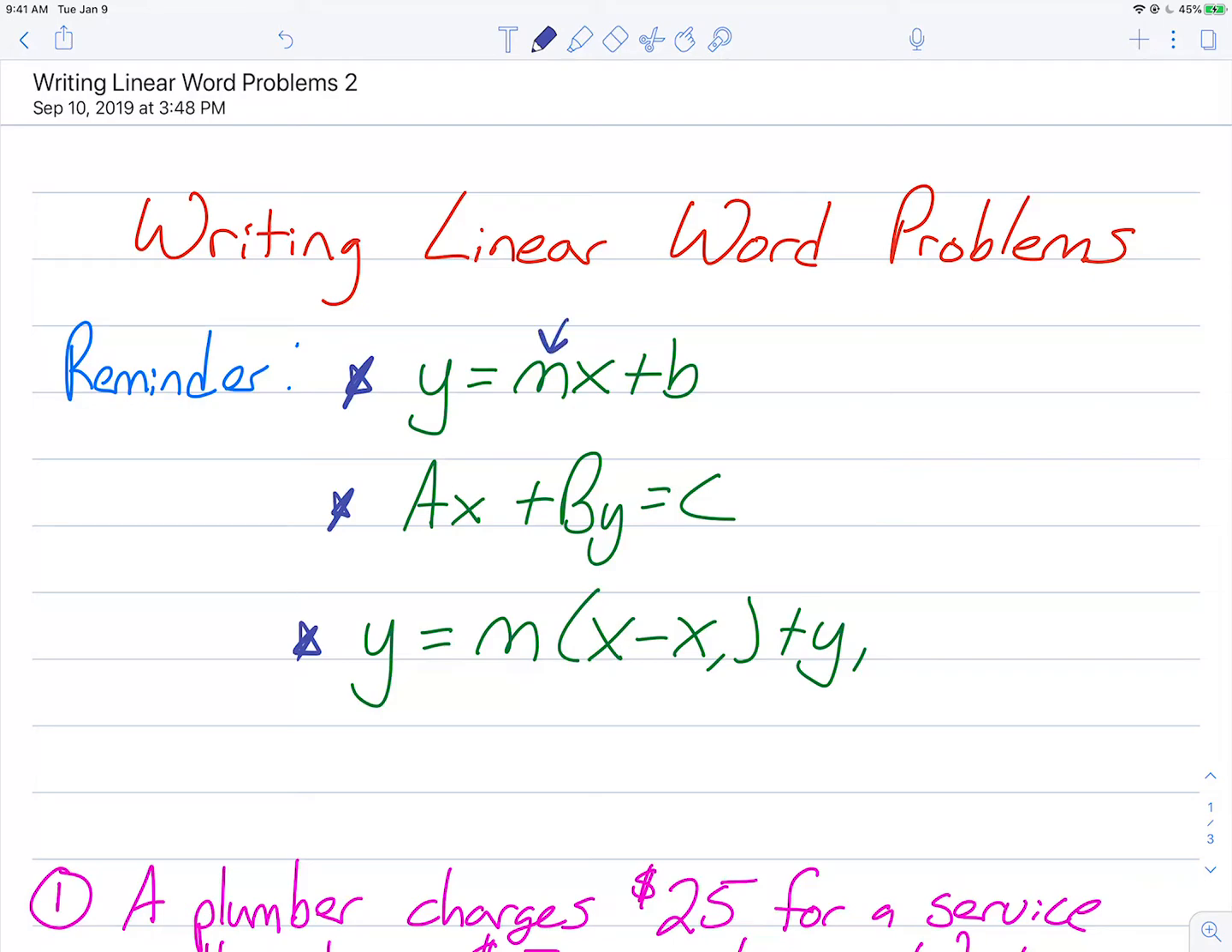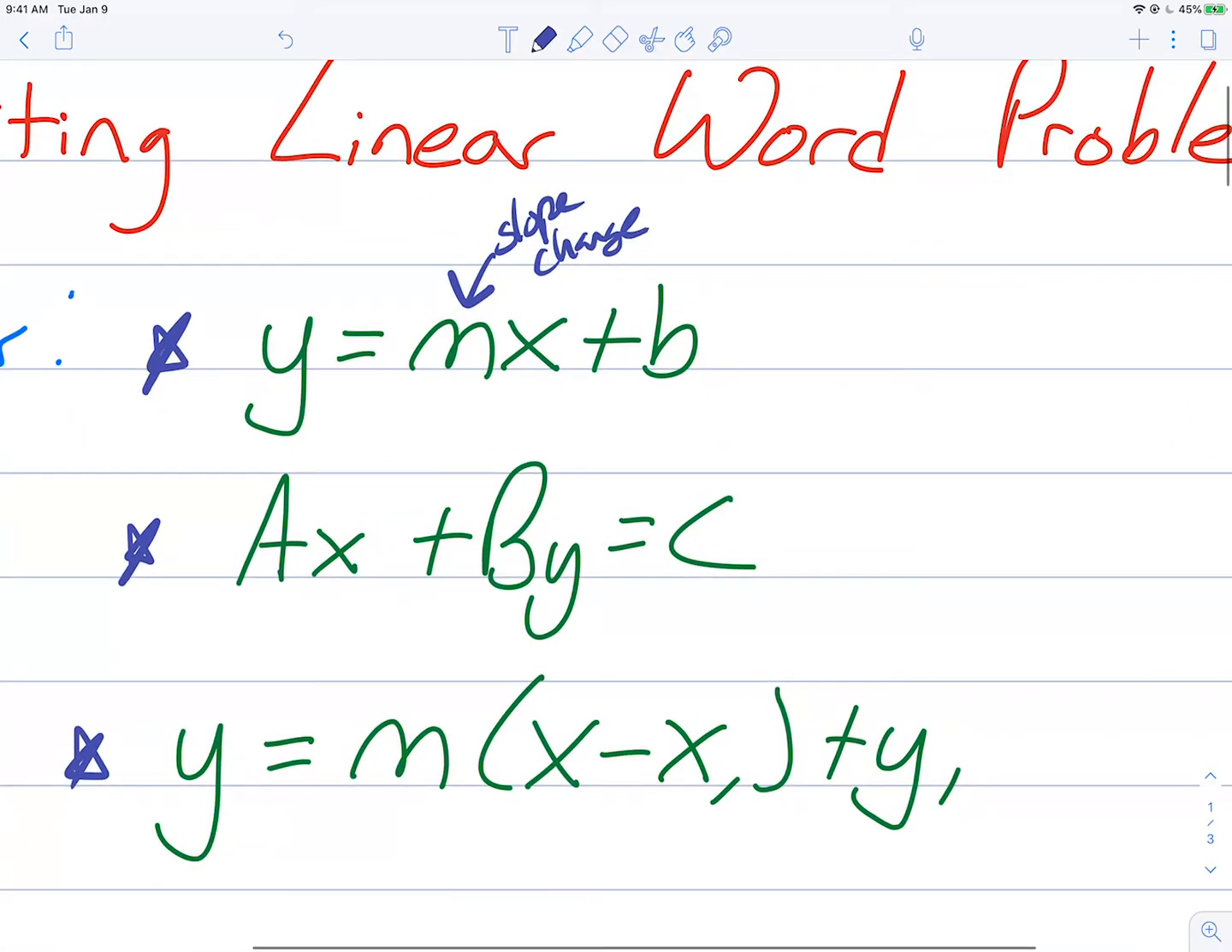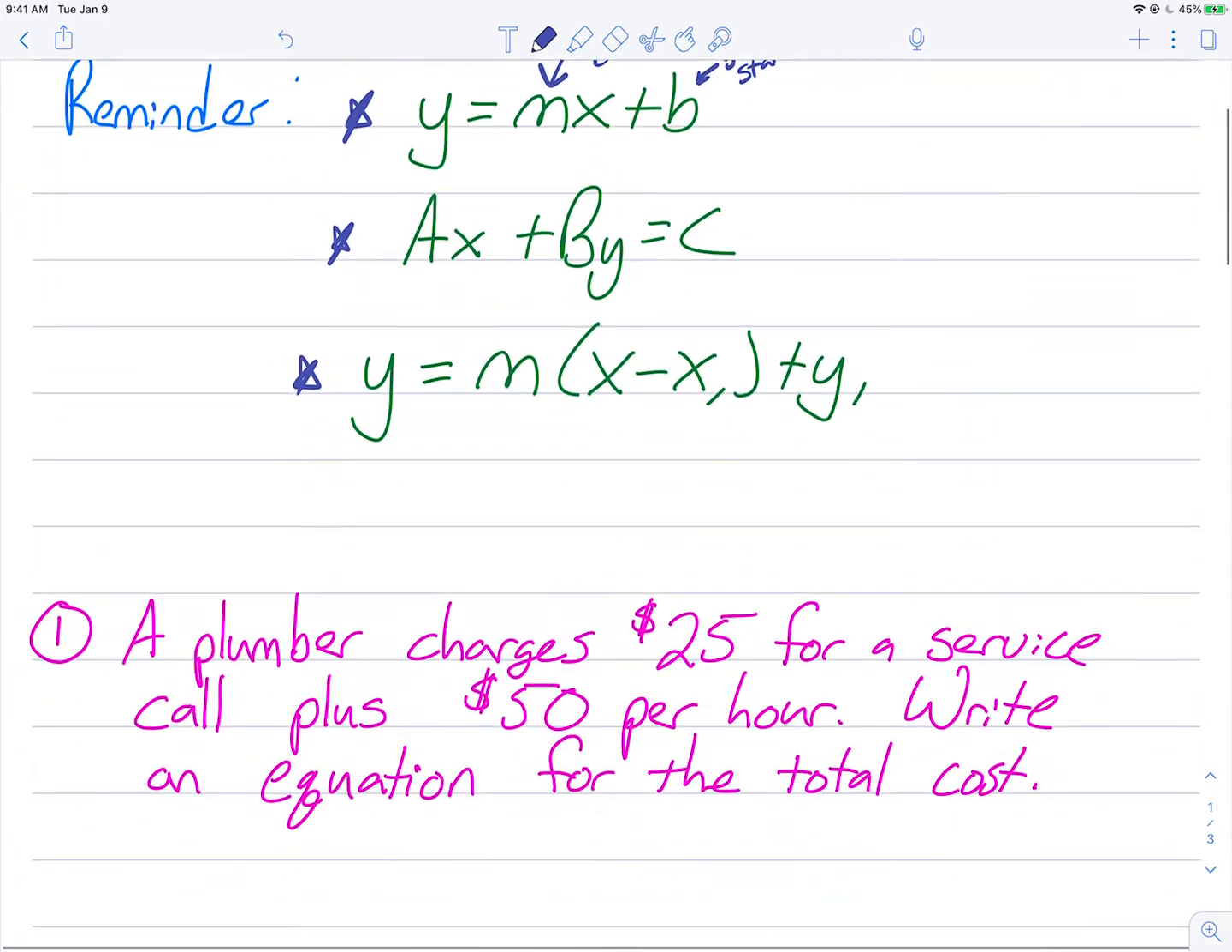So a little reminder, m is our slope. It is the change. Something is constantly adding, subtracting. It's what's changing each time. b is the y-intercept, but is also the starting point. What's the beginning? So we're going to be using that one a lot.